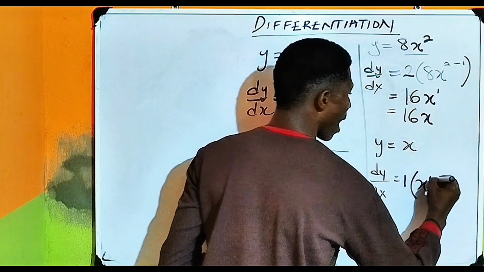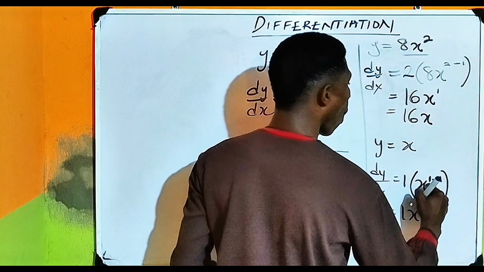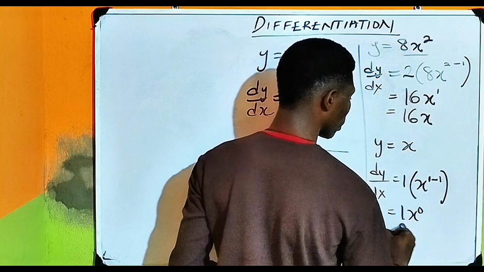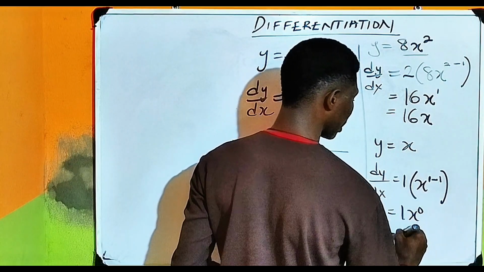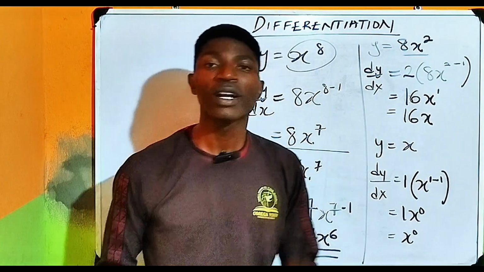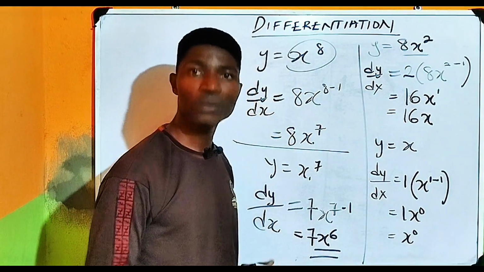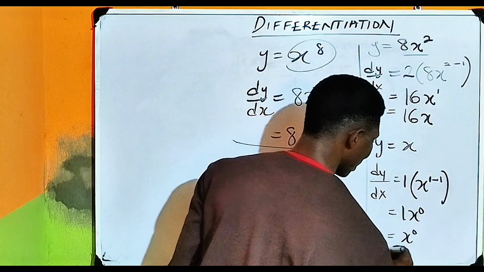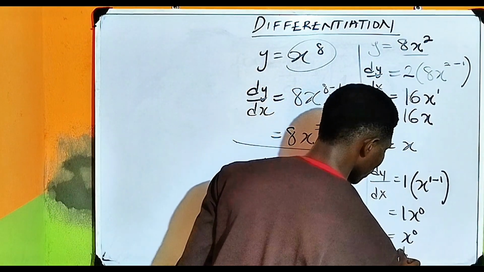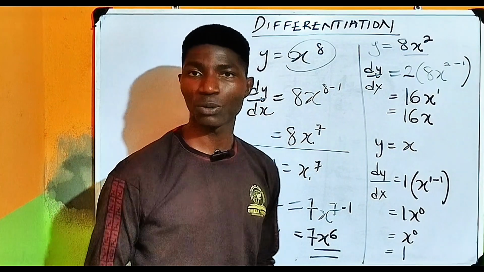So we have minus 1. So we have 1 times x power 1 minus 1, which is 0. And 1 times x power 0 is x power 0. Any number to the power of 0 is equal to 1. Hence, x power 0 is equal to 1. Yes, this is how to differentiate a simple function.